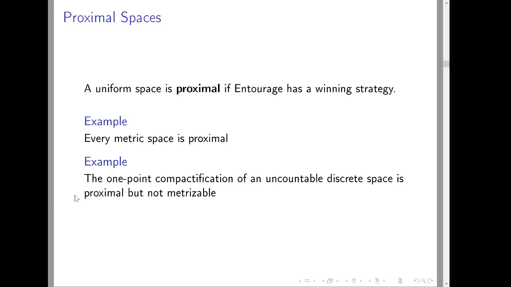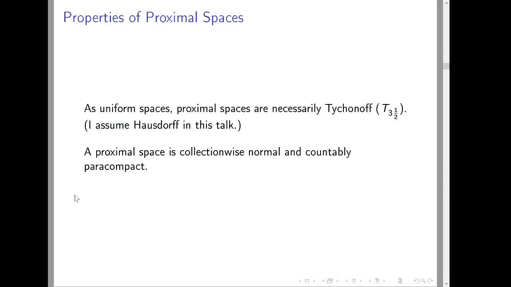The one-point compactification of an uncountable discrete space happens to be a proximal space that is not metrizable. These proximal spaces have already on them a uniform structure, which makes the topology T3.5 already. If you have this winning strategy for entourage, then you can show a little bit more. So proximal spaces are collection-wise normal and countably paracompact. And what I'm going to talk about today are these kappa proximal spaces, which are more general than these. So we might have to sacrifice something here, and they'll satisfy weaker properties.